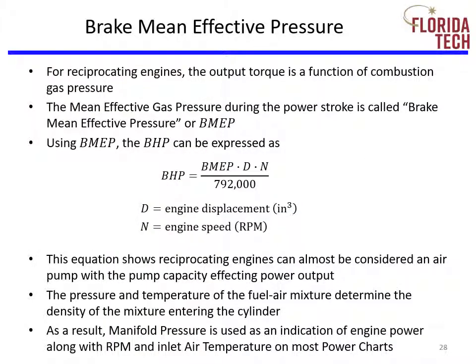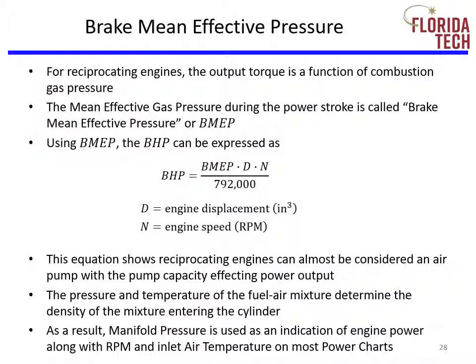For reciprocating engines, the output torque is a function of combustion gas pressure. The mean effective gas pressure during the power stroke is called brake mean effective pressure, or BMEP. Using BMEP, the brake horsepower can be expressed using the equation shown, where D is the engine displacement and N is the RPM.